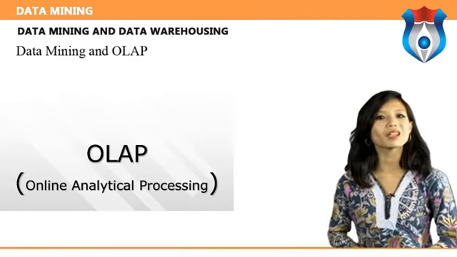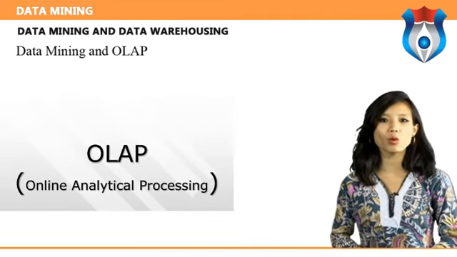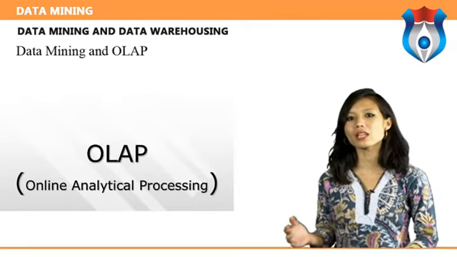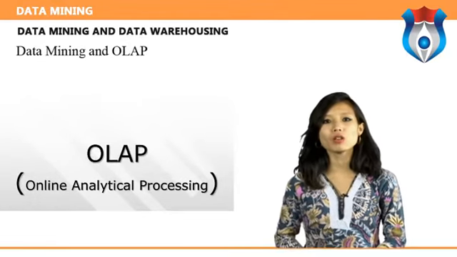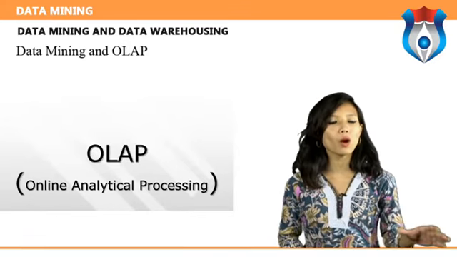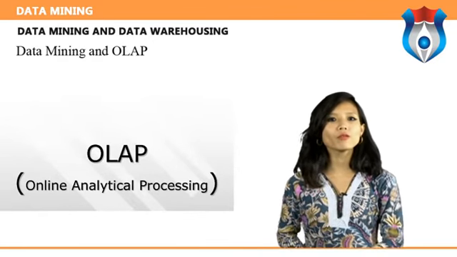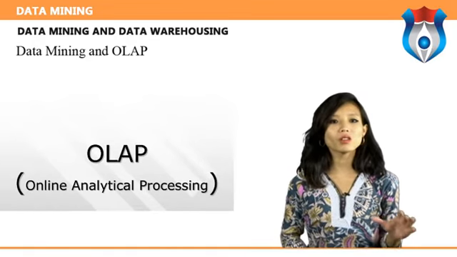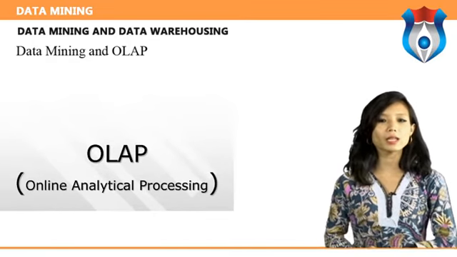OLAP is part of the spectrum of decision support tools. Traditional query and report tools describe what is in a database. OLAP goes further. It is used to answer why certain things are true. The user forms a hypothesis about a relationship and verifies it with a series of queries against the data.